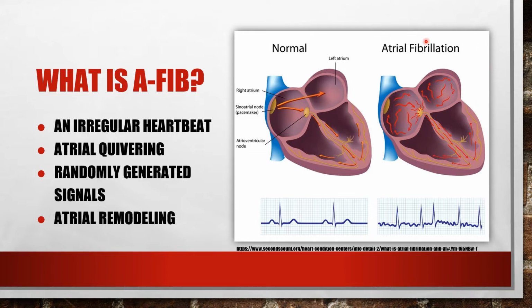But if you see here on the right side, instead of the conduction system going through the SA node, there seems to be multiple commands firing off at different points and times within the atria. This will cause an irregular heartbeat, atrial quivering, and eventually cardiac remodeling, or some other types of remodeling, which we'll get to later.